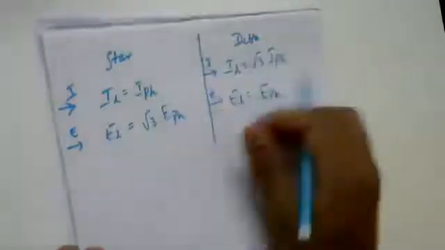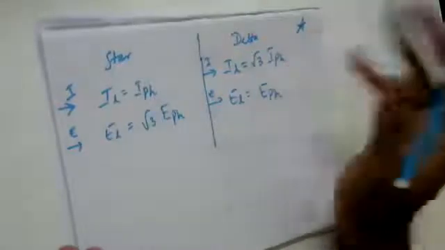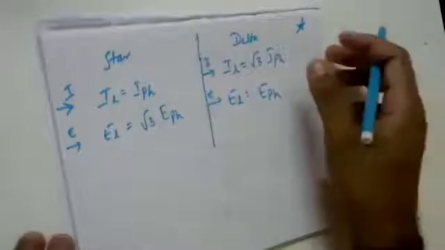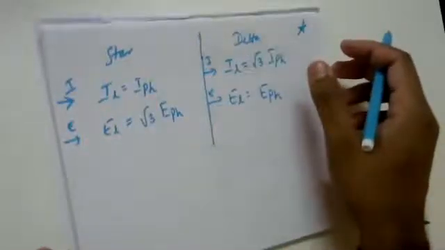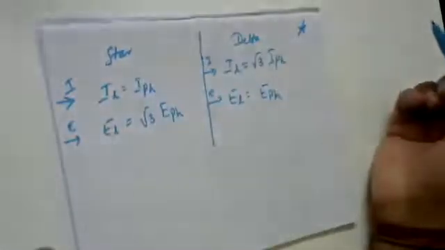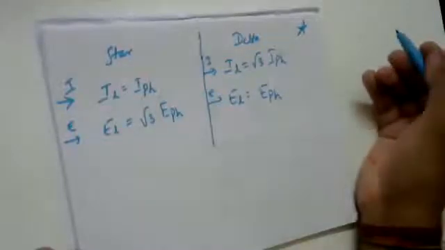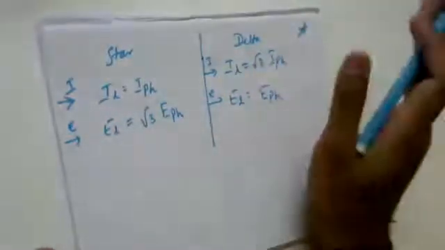Understood? This relation is very important, and the same relation we are going to verify in your laboratory, your experiment number 6, determination of the voltage current relationship in star and delta connected load. Is it clear to you? Right? So what you people should do is, I'll show you the trick to remember it.